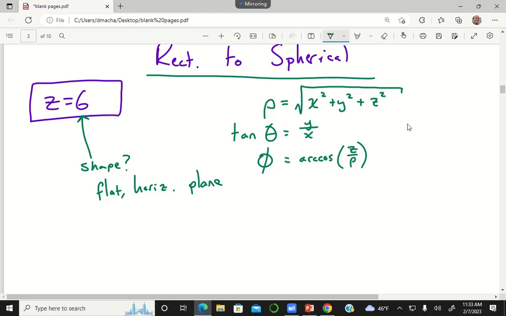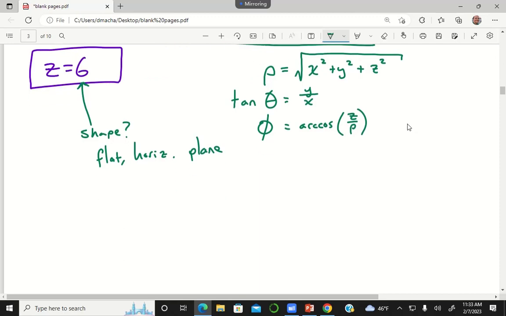Let me think about this. So if I'm trying to do a flat plane, then theta, which is the angle from the positive x-axis, should be allowed to be any value at all from 0 to 2 pi, because you've got to generate this plane in every direction. So I think theta might be a free variable.